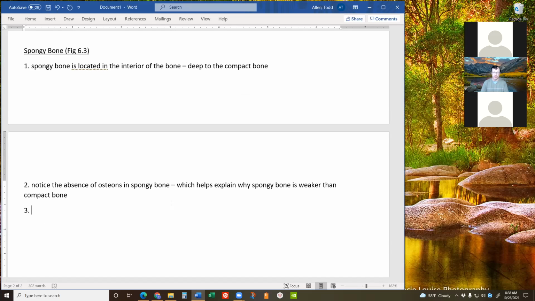Spongy bone is also known by two other synonymous terms. Spongy bone is also known as trabecular bone.